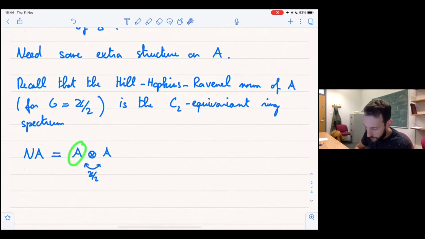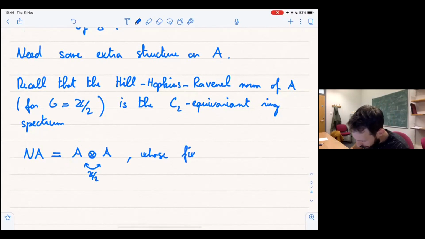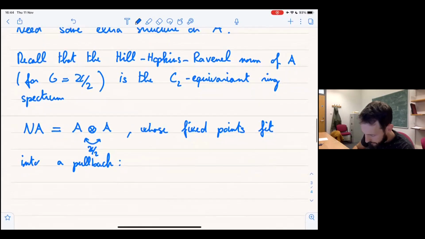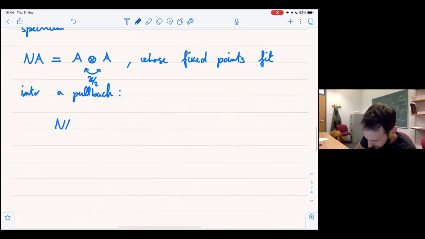And at the very least, if A is flat, then this Poinsett model in orthogonal spectra, say, actually gives you the right equivalent homotopy type. But regardless of how you want to set it up, its fixed points fit in the following square. So its fixed points fit into a pullback. So you take this norm.